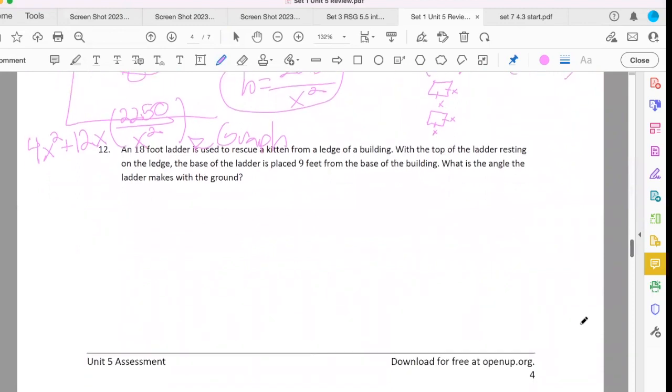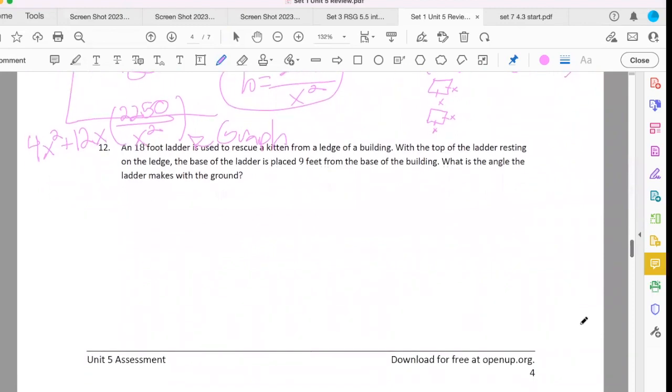Cool. 18-foot ladder, rescuing from there. Top of the ladder, resting. Base of the ladder is 9 feet away from the building. So you got your ladder. You got your building here. Let's make this actually look like a ladder. You know this is 9. It's like, you know, this is 18.